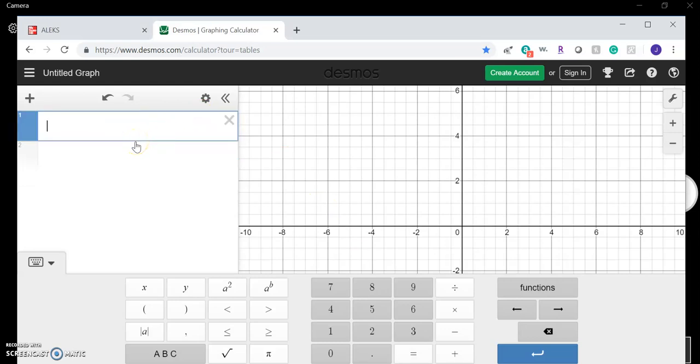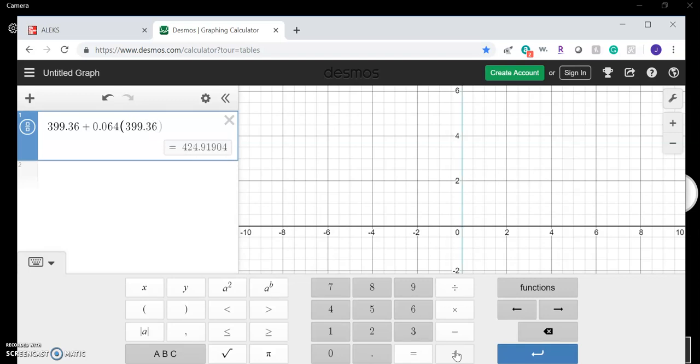So we have our $399.36 plus our 0.064 times the 399.36. And that would give us $424.92. That would be the total cost with tax.